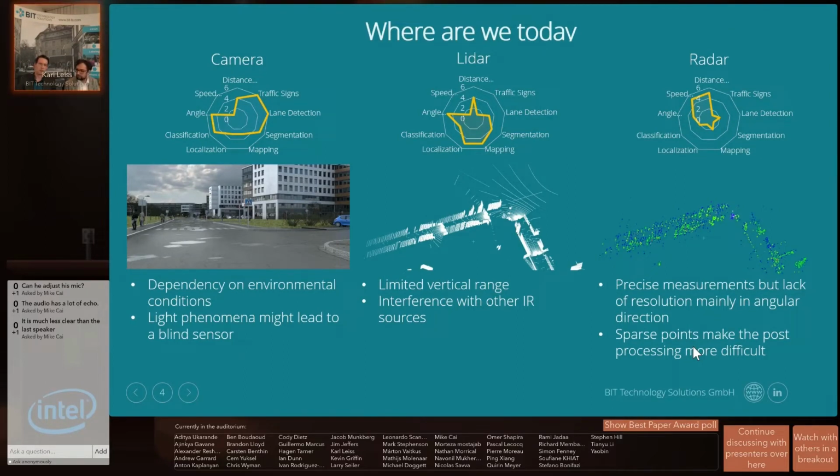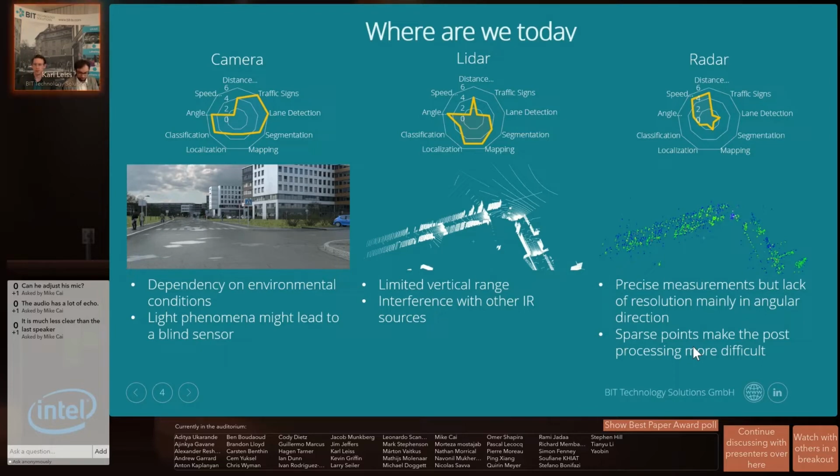And now, why we're here today: the interesting radar. Radar is pretty precise in detecting objects over long distances. It can even look through, I would say, some objects. It has a lot of detection capability where the other sensors have limitations.